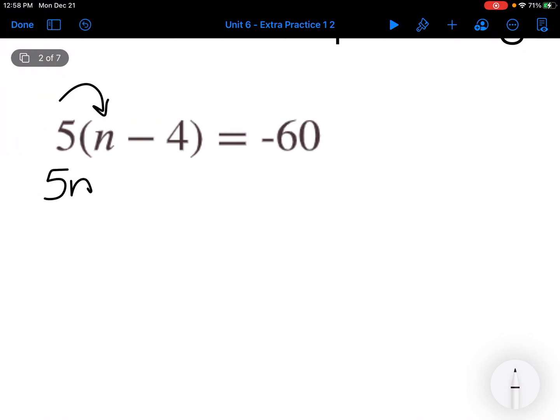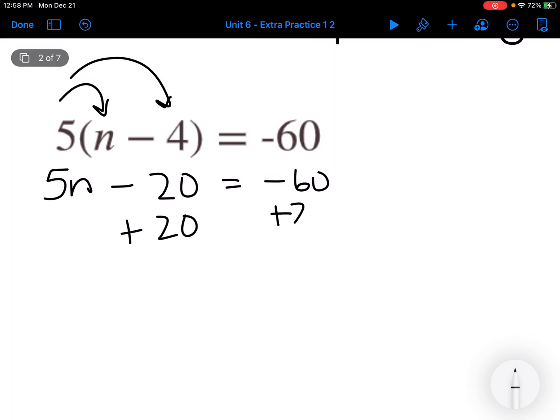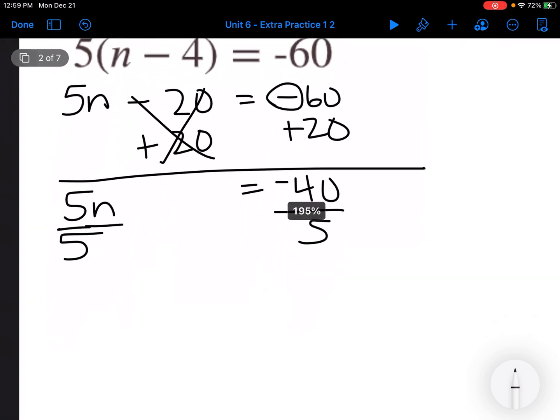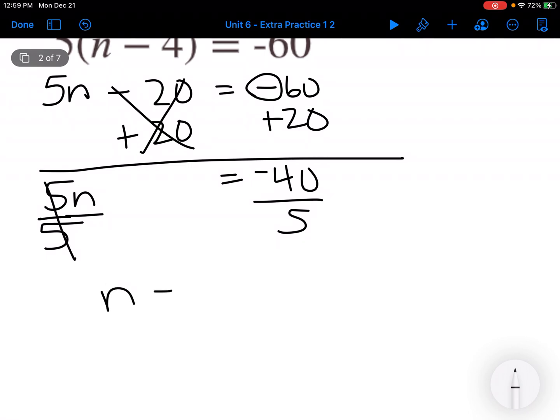So I have 5n, and then 5 times a negative 4 is going to be a negative 20 equals negative 60. So I have to zero out first, so I'm going to add 20 to each side. So a negative and a positive 20 are going to zero out, and I'm left with 5n. My signs are different, so I have to subtract, so I get 40, and I take the sign of the larger absolute value. Now I want to find for just one n, so I'm going to divide by 5. So 5 divided by 5 leaves me with 1n, and then 40 divided by 5 is 8. The signs are different, so it's going to be a negative 8.